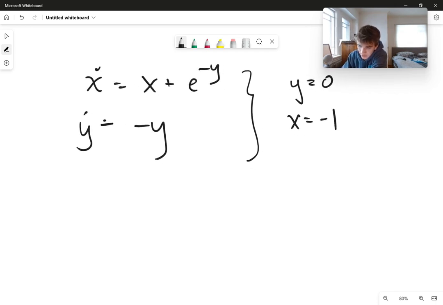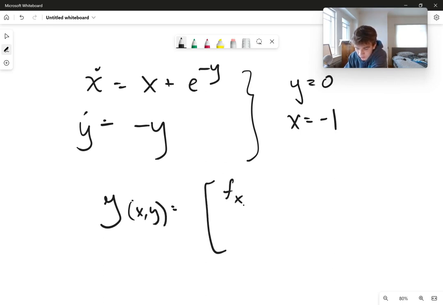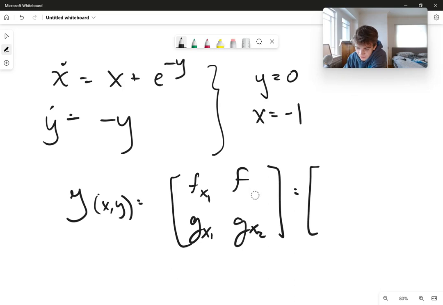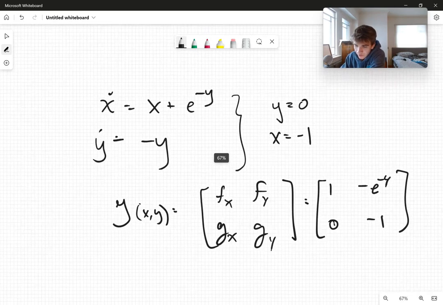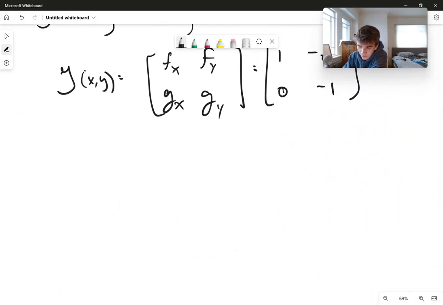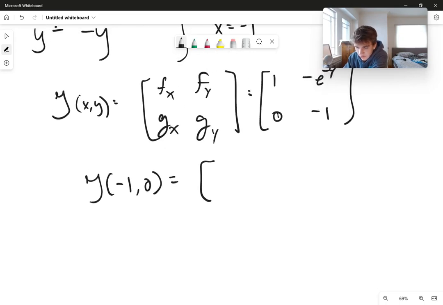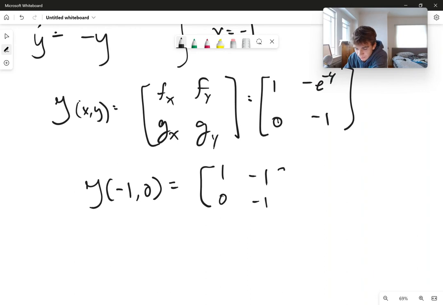And so I'm going to calculate the Jacobian matrix, okay? So the Jacobian matrix is the partial of f with respect to x1, partial of f with respect to x2, and then the same for g. In this case, instead of x1 and x2, we just have x and y, so hopefully that's clear. We have partial f over partial x is 1, partial f over partial y is negative e to the negative y, partial g over partial x is 0, and partial g over partial y is negative 1. Okay, and now near the fixed point, I actually need to plug in the values. I really just care about the Jacobian at the fixed point, so the Jacobian at negative 1, 0. Plugging in those values, I'm just going to get 1, negative 1, 0, negative 1 here.